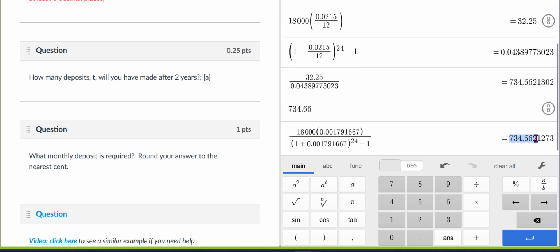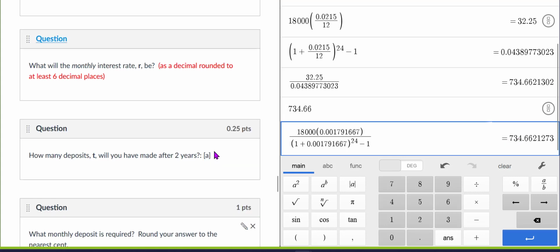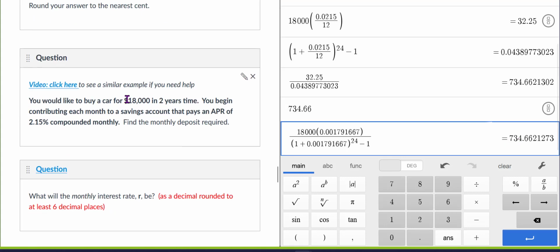So 734.66. If you're going to do that, just make sure you use lots of decimal places, because you are rounding and you're creating an error. So it'd be better to do it exact, but this works out also. So that's the monthly deposit required, $734 roughly, for 2 years to get 18,000. Okay, at this interest rate.